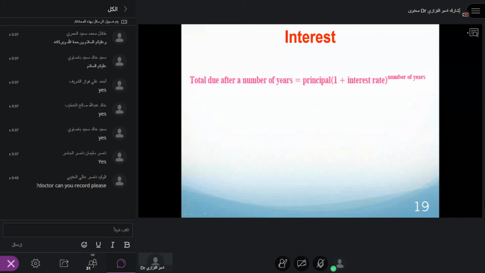This total due amount is usually denoted by the symbol F. P is the principal, times 1 plus i raised to the power of n. We will see this formula in detail, and we will see how to use it later on. And actually, I can even show you how to use Excel to do this kind of calculation.